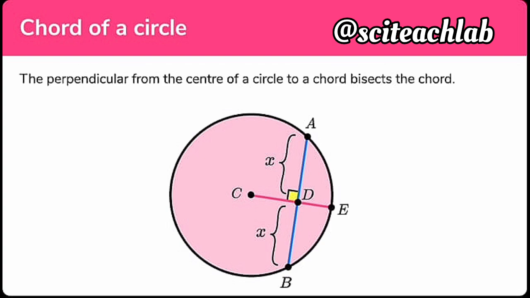That's to say, from B to D, which is the middle of the chord, is going to be equal in length to from D to A. That's why both of them are marked as X. So the rule is that the perpendicular from the center of a circle to a chord bisects the chord. Remember I said bisect means to divide into two equal parts. So the perpendicular from the center of a circle, that's CE, to a chord, that's AB, bisects the chord, that is, it splits the chord into two equal parts. Hope you understand the rule.